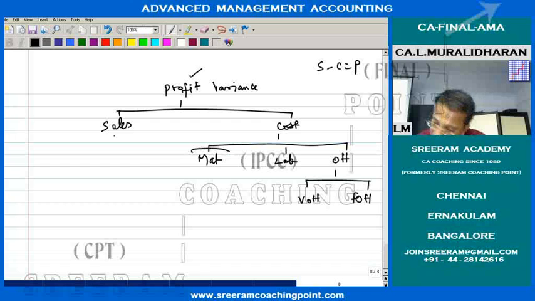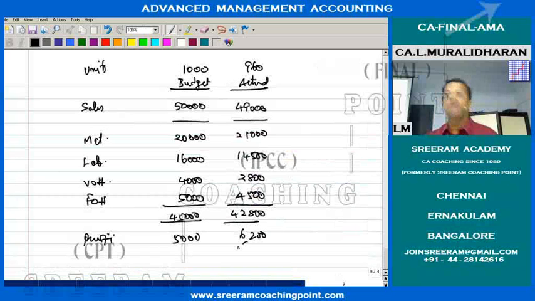Of this, the very important one is material. The majority of your variance will come in this sector. Kindly just make note, then I will take up one by one. 6,200. Now, this is not an item to be copied.